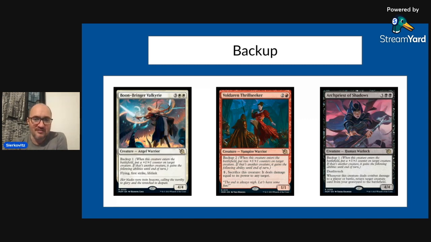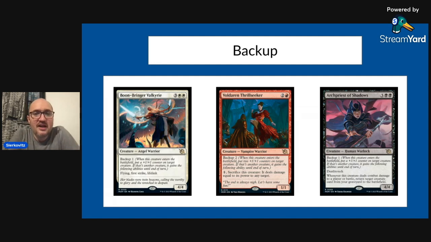For example, you play the Voldaren Thrillseeker, you have a 2/2 on board, and you have a battle that the opponent is defending from you that has 4 counters on it. You give the 2 counters to the 2/2, sacrifice it, kill the battle, and you gain the reward of the battle, which is usually a big reward. So maybe it's actually worth sacrificing that creature, and you're still left with the Voldaren Thrillseeker, which is still a 1/1.